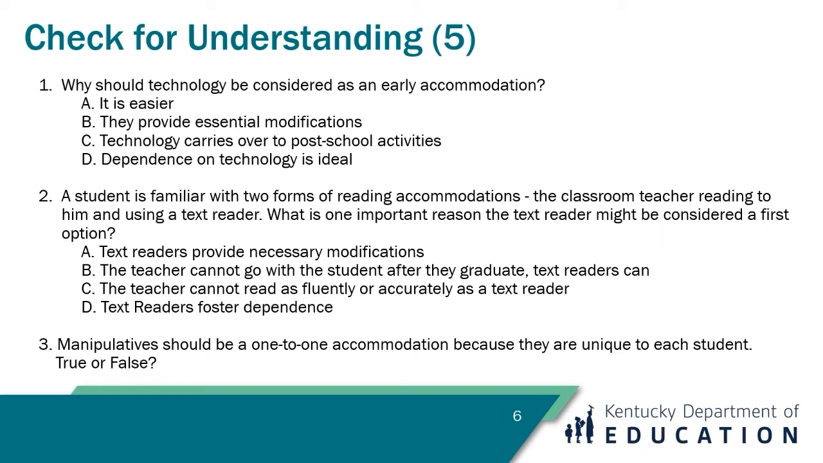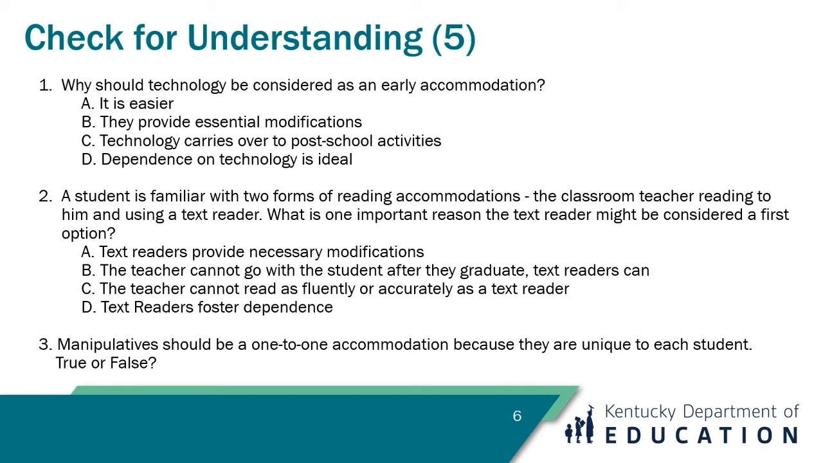Number 2. A student is familiar with 2 forms of reading accommodations, the classroom teacher reading to him and using a text reader. What is one important reason that the text reader might be considered a first option? A, text readers provide necessary modifications. B, the teacher cannot go with the student after they graduate. Text readers can. C, the teacher cannot read as fluently or accurately as a text reader. D, text readers foster dependence.